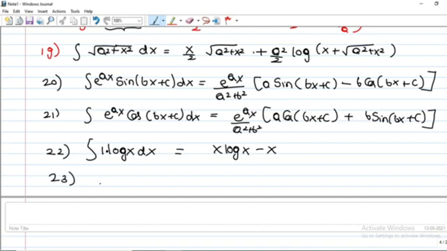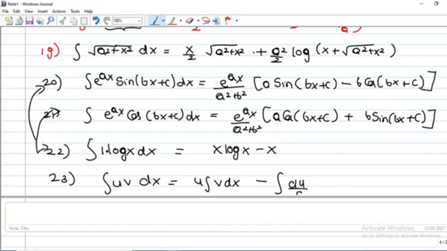23rd, which you need to memorize is this UV rule. Using this we got this formula, this formula, this formula. So you need to memorize this integral of UV dx. You must have studied this in your class 12. It is u integral v dx minus integral of du by dx times integral v dx, the whole bracket dx. So this thing you need to memorize.